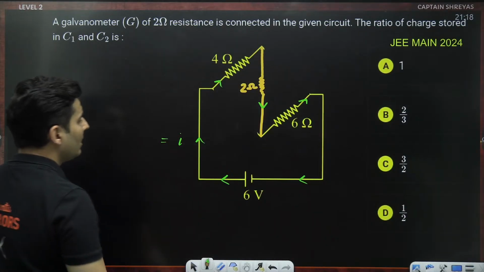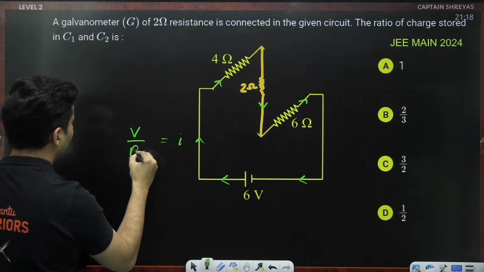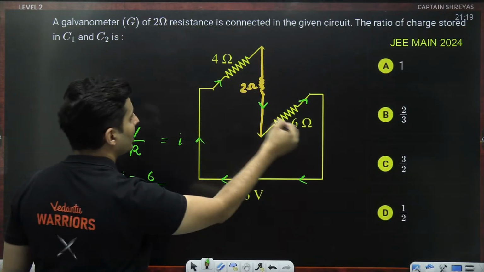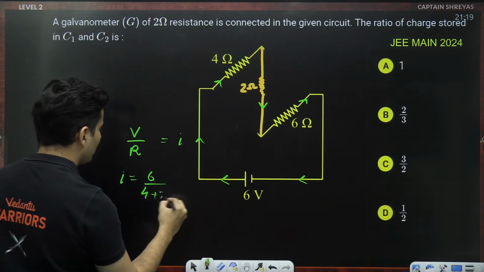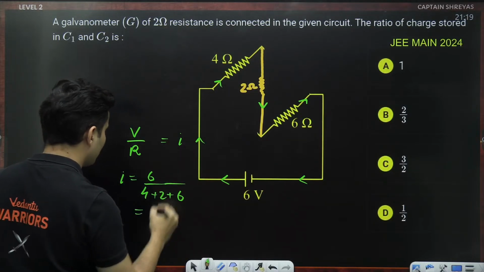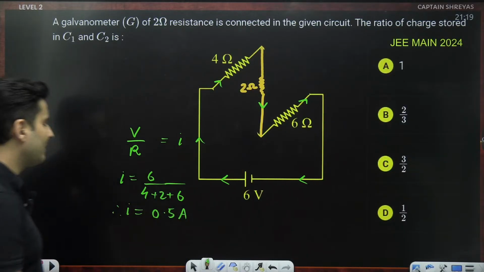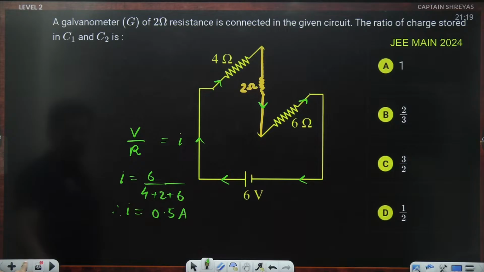That current will be the total voltage divided by the total resistance. So that current will be 6 volts by resistance, 4 plus 2 plus 6, which is basically 12. 6 by 12 is 0.5 amperes. Okay, that's the current.